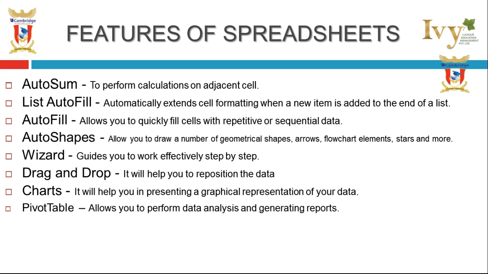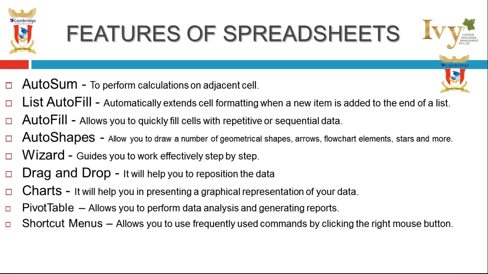Then next we have the pivot table. A pivot table allows you to perform data analysis and generate reports. If you want to perform data analysis on multiple records, on a set of records, then you can use pivot tables. Then shortcut menus.